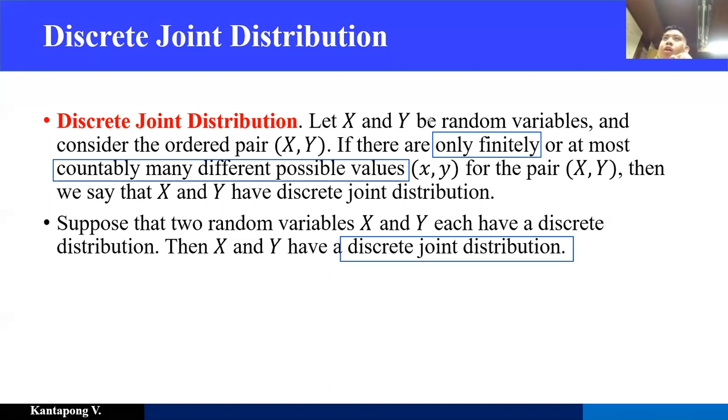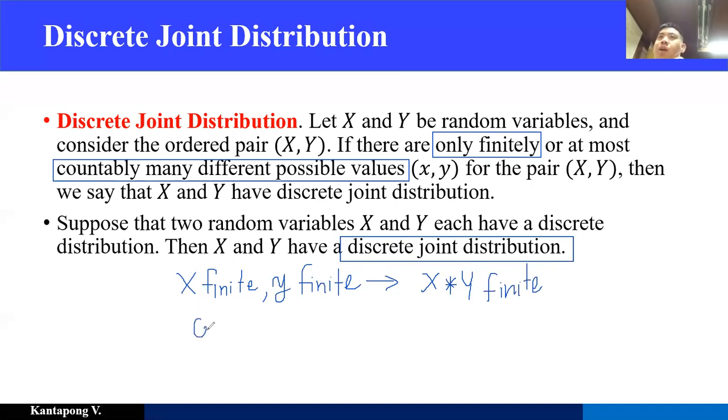If X is finite and Y is finite, then the Cartesian product of X and Y must be finite also, and that holds true for the countable case. If X is finite or countable and Y is finite or countable, that's fine, but X Cartesian Y must be countable. So that fits the definition.